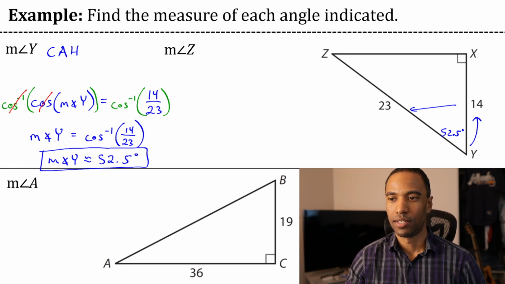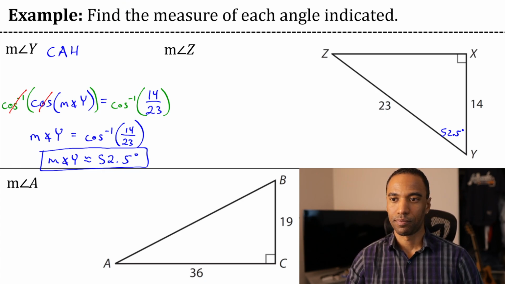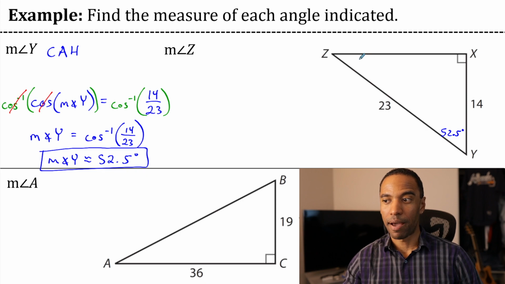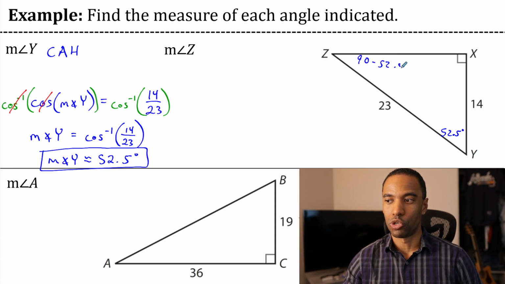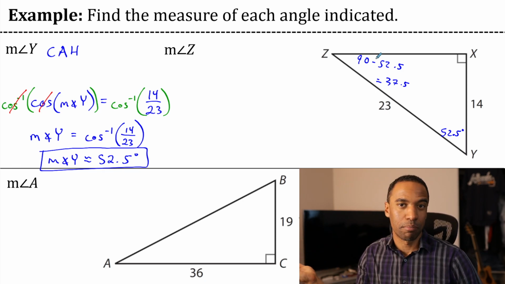Once again, trig determines these things for you. Very spiffy. Measure of angle Z. I could find Z by doing 90 minus 52.5, because that's how these things work. And if I do, I get 37.5. Boom, there's my answer. I solved it. There's nothing wrong with that. So if that's all you had to find, you got it.